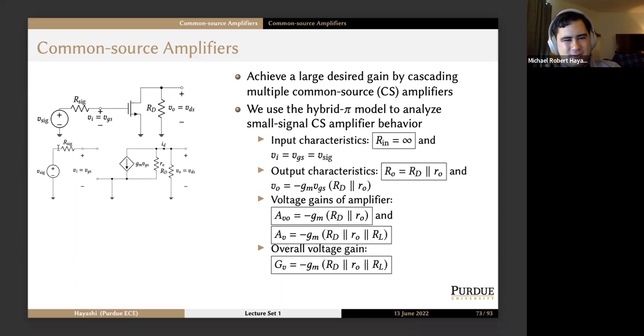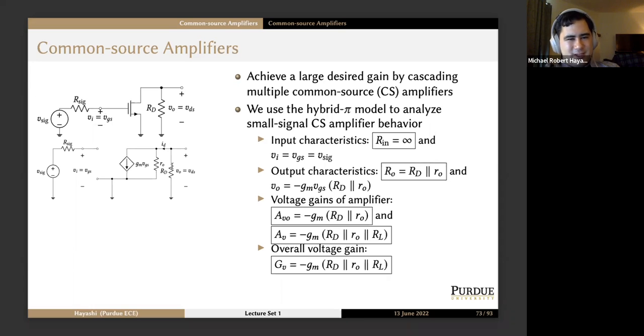Because there's no current through this branch of the circuit, that means there's no current through Rsig, which means there's no voltage drop across Rsig by Ohm's law. So that means Vi is equal to VGS, which is also equal to Vsig. We're just applying the raw signal at this point in the circuit. And Rin is infinity, if I didn't make that clear already.